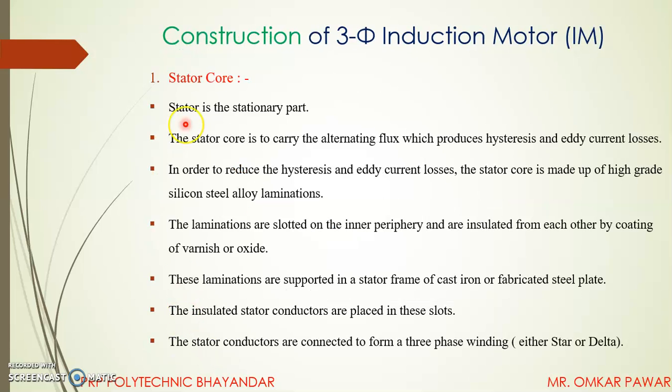So first is the stator core. The stator is the stationary part. The stator core carries alternating flux, as the supply is alternating current. So the flux is also alternating, which produces hysteresis and eddy current losses. In order to reduce these losses, we use a stator core made up of high grade silicon steel alloy laminations in order to reduce hysteresis and eddy current losses.